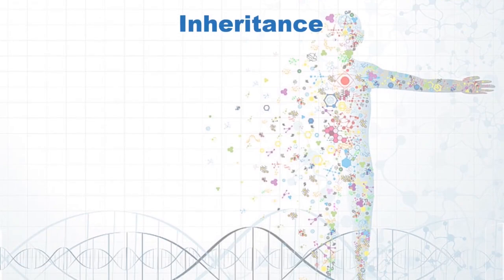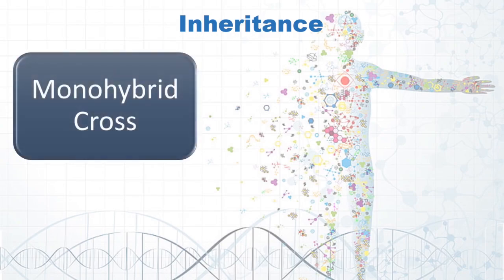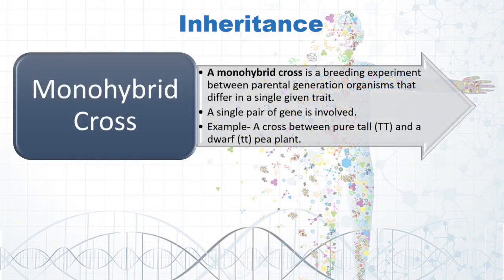Inheritance is the passing on of traits from parents to their offspring. Mendel studied the inheritance pattern first in a monohybrid cross and then in a dihybrid cross. Let's learn about each. Monohybrid cross. A monohybrid cross is a breeding experiment between parental generation organisms that differ in a single given trait.